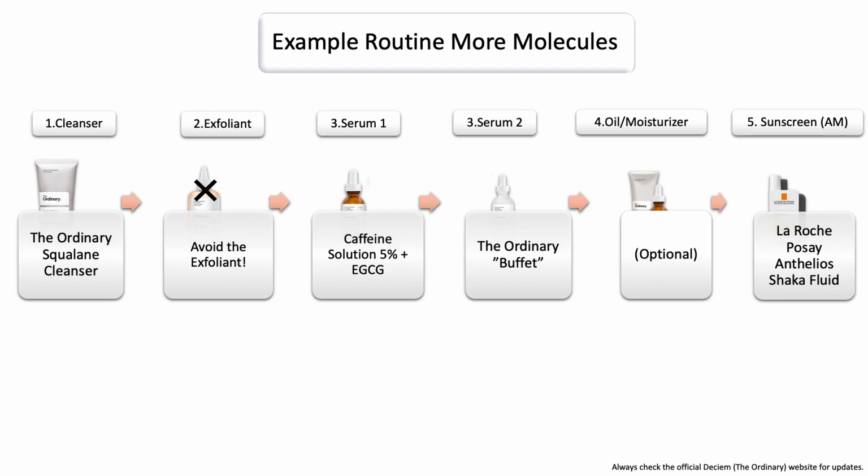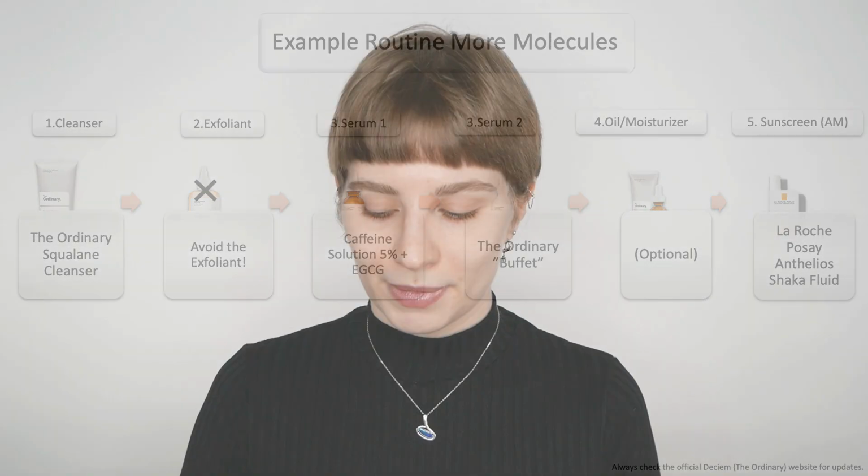And let's say you're going to include The Ordinary Caffeine Solution and you want to combine it with The Ordinary Buffet serum. You're fine to use it. Just keep in mind to use the caffeine solution before applying Buffet. This is basically going to be your first serum and then move on to the rest of your routine.